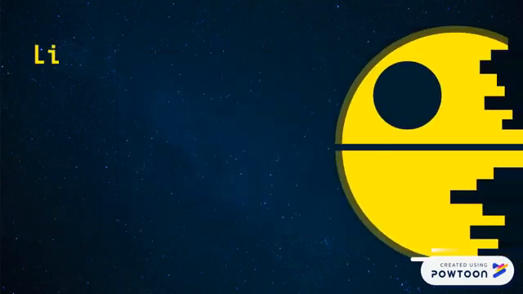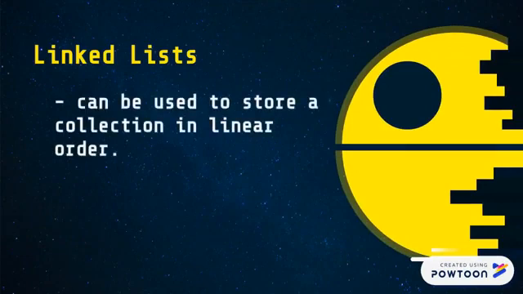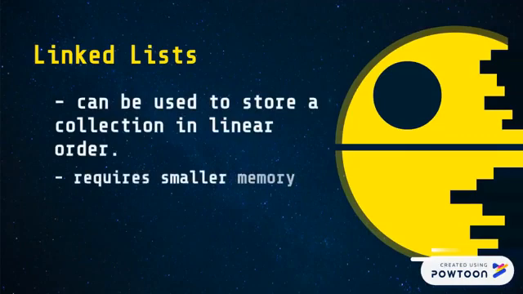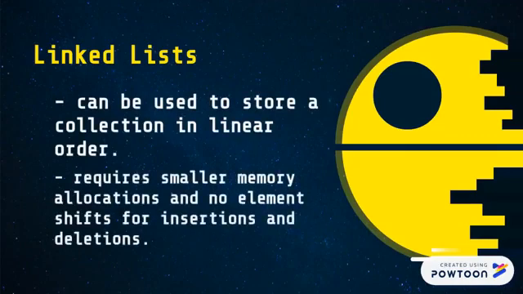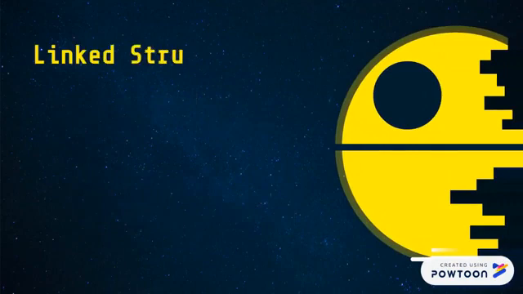Now we're done with arrays, let's talk about linked lists. What are linked lists? The linked list data structure is a general-purpose structure that can be used to store a collection in linear order. It improves on the construction and management of an array and Python list by requiring smaller memory allocations and no element shift for insertion and deletion.